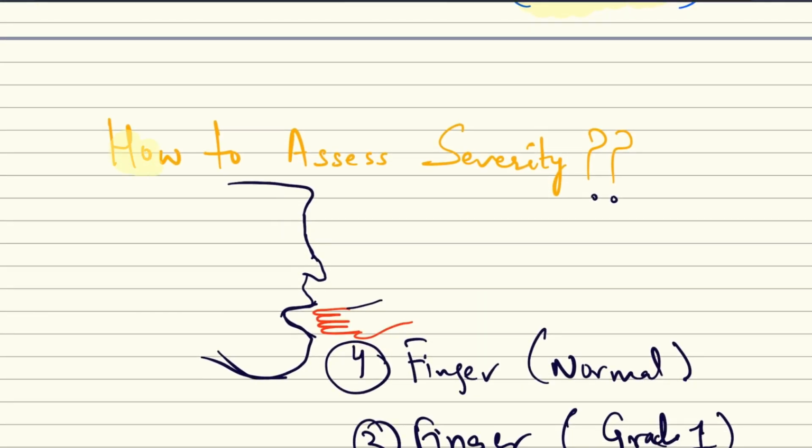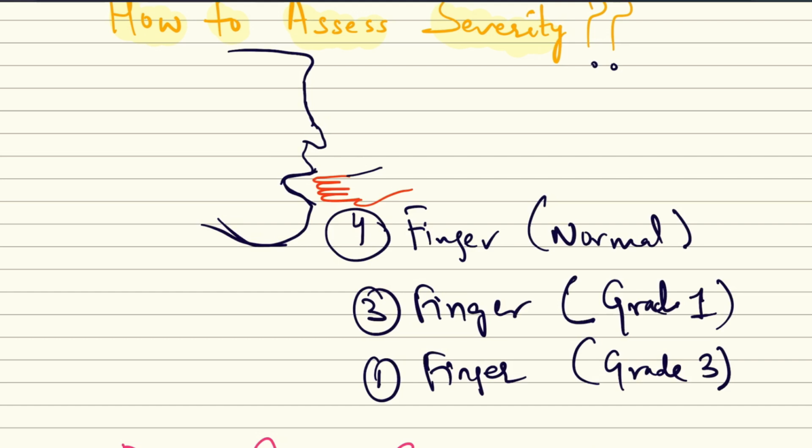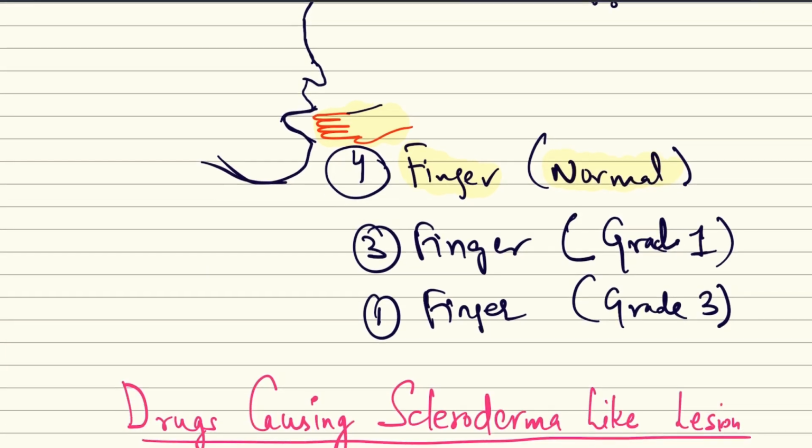Now we will see how we will assess the severity of systemic sclerosis. What we have to do is insert the fingers side by side into the mouth. A normal person can insert 4 fingers inside the mouth without any problem. But if a patient has systemic sclerosis and is able to insert only 3 fingers inside the mouth, this is grade 1 severity of systemic sclerosis. And if only 1 finger is inserted, that is grade 3 systemic sclerosis.